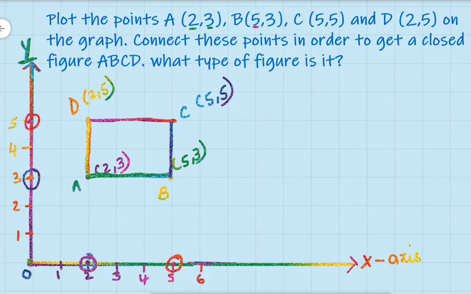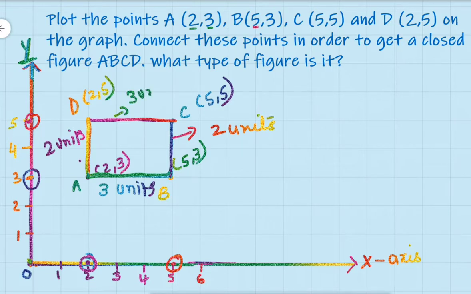So what type of figure are you getting, beta? See here, what is the length of AB? 1, 2, 3. 3 units. Here you are getting 3 units. Now see this one. 1, 2. You are getting 2 units here. Now see, 2 units here, then this is also 2 units. And here 3 units, which means this one is also 3 units.